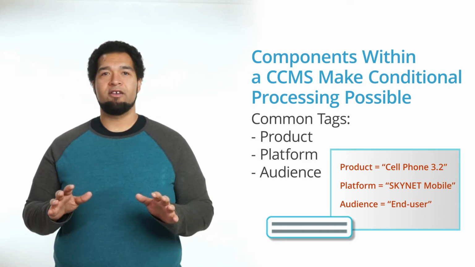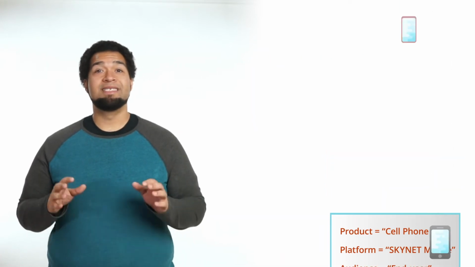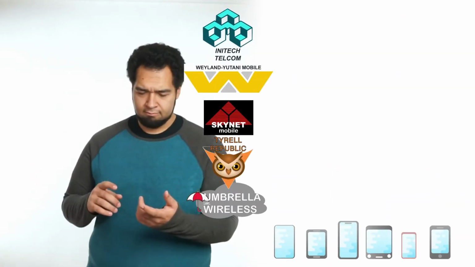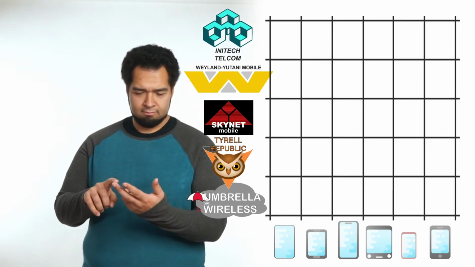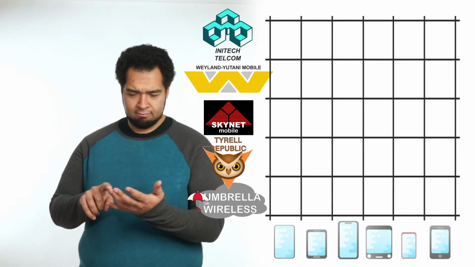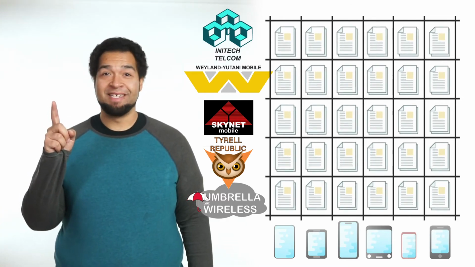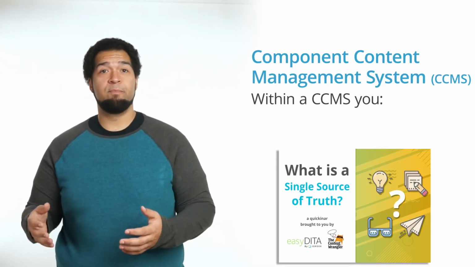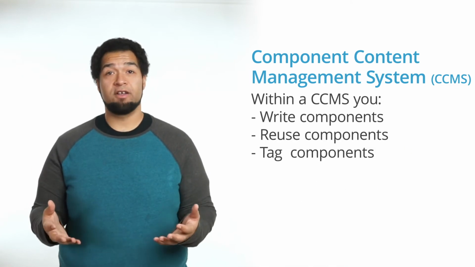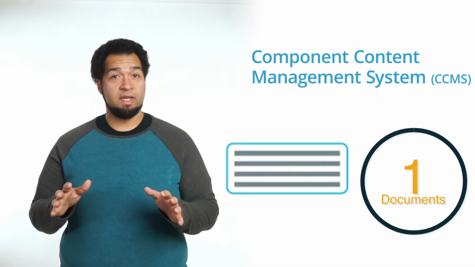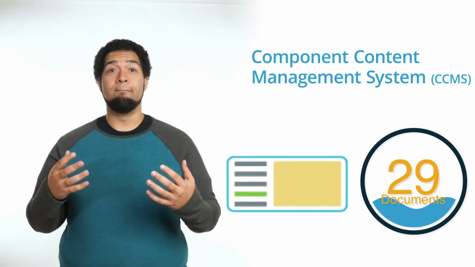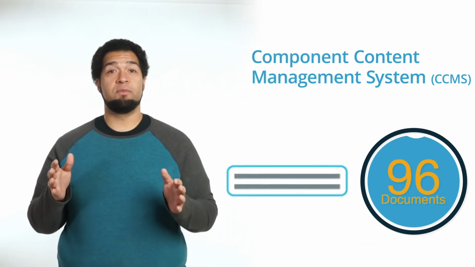Let's say that you are a writer at a cell phone manufacturer. You have 6 different phone models on 5 phone carrier networks. That is a lot of combinations. But fear not, you have a CCMS, which is your single source system. You write, reuse, and tag your components. Some of your components will be unique to one phone model or one carrier network, but many, if not most, of your components will work for multiple audiences.